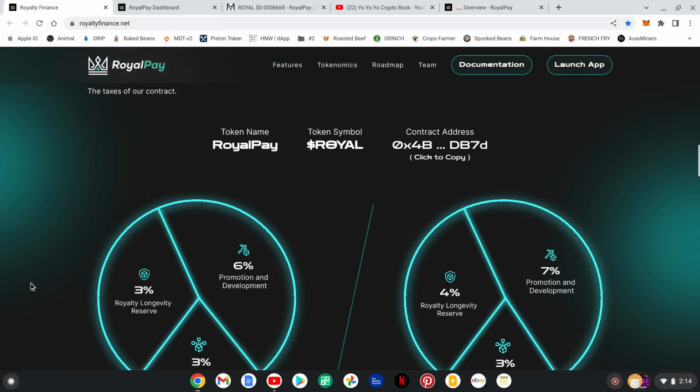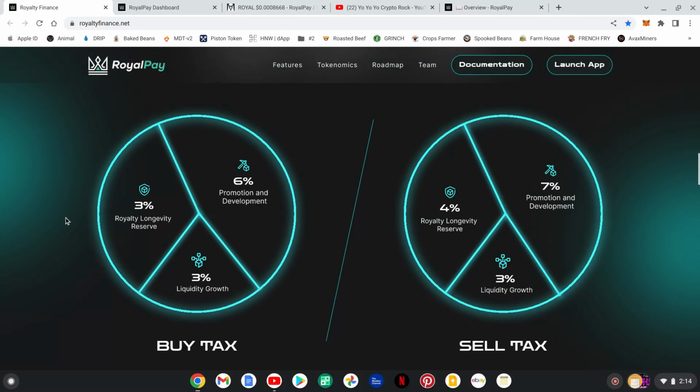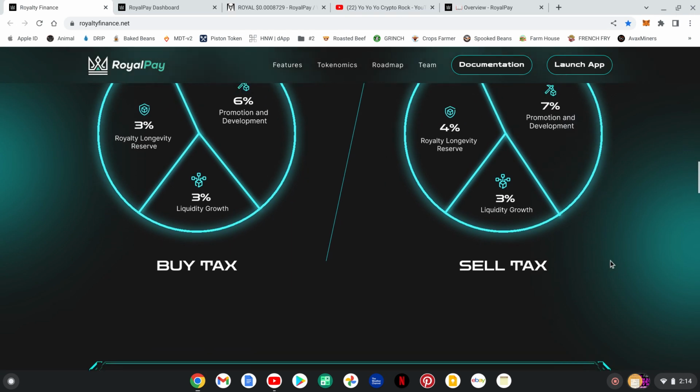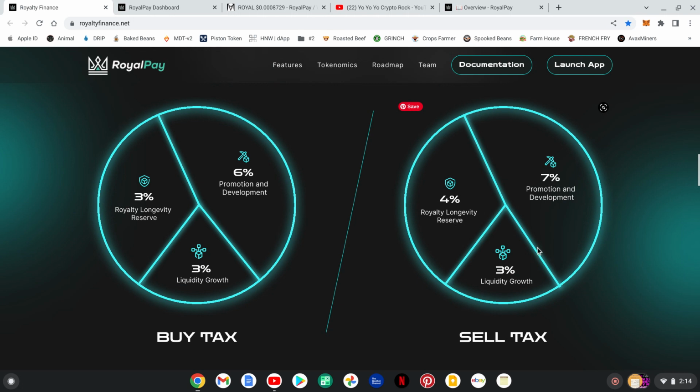So come down. The buy and sell tax right here, as you see, is 3% Royalty Longevity Reserve, 6% promotion and development, 3% liquidity growth. And then over here again, 4% Royalty Longevity Reserve, 7% promotion and development, and 3% liquidity growth. So this is 14.